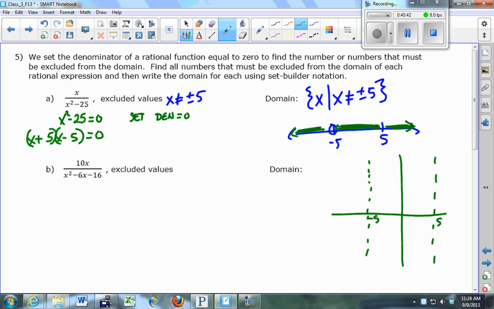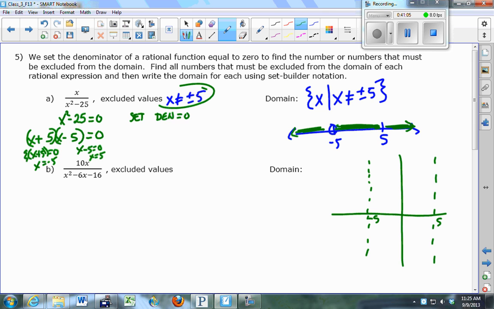Now to finish that problem, you say, when does x plus 5 equal 0? Well, that's just a linear equation. You can drop the parentheses. It's when x equals negative 5. You subtract 5 from both sides. When does x minus 5 equal 0? When x equals positive 5. So there you get your answers. You'll always have two answers when you do it that way.